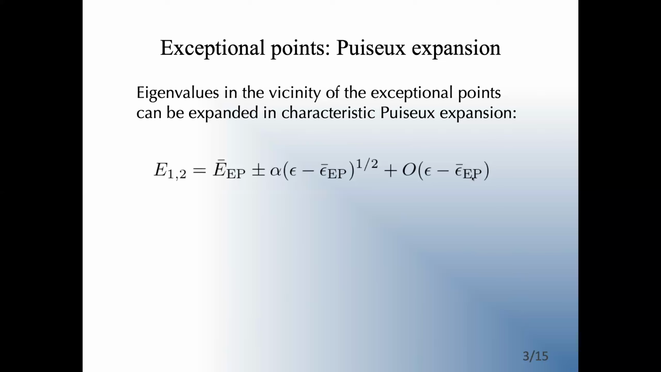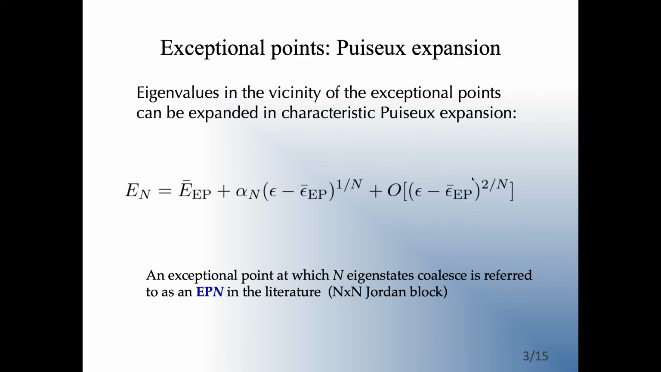A further key point is that the eigenvalues can be expanded in the characteristic Puiseux expansion in the vicinity of the exceptional points. This Puiseux series looks like a Taylor series, but there are these fractional exponents. And then we see the exceptional point, epsilon EP bar. It's literally a branch point in the parameter space.